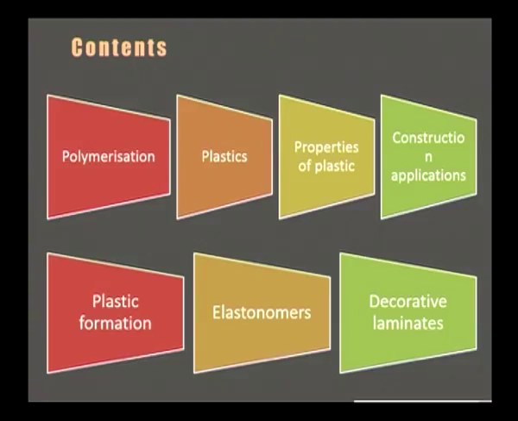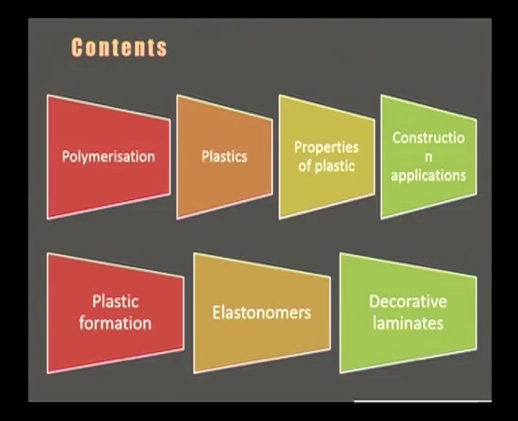The use of decorative laminates is a widely applied set of building material finishes that apply to the interior design industry, and we'll be looking at how plastics play an important role in that. So, we'll be looking at polymerization, which is how plastics are made, properties of plastics, the construction applications of plastics, and some of the ways in which plastic can be formed. We'll also be looking at some special type of plastic called elastomers, and we'll also be looking at decorative laminates in detail. So, what is polymerization?